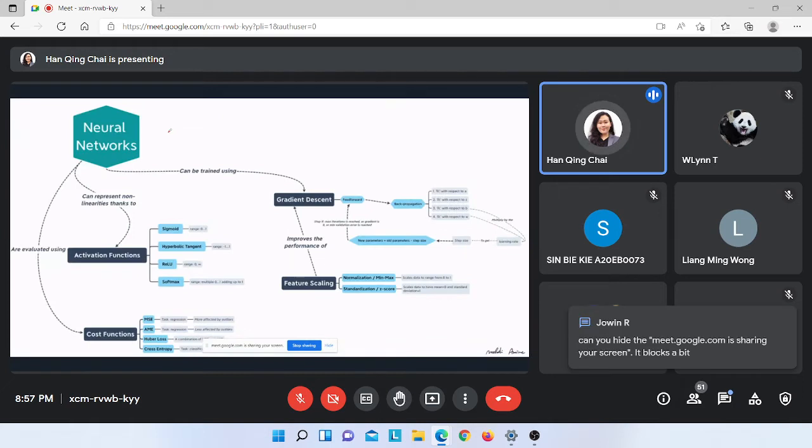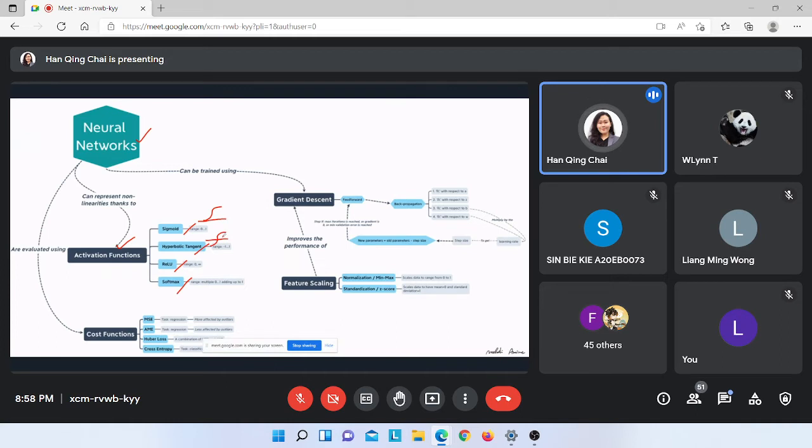Okay, so this is how the neural network works. Remember this mind map that we discussed just now? It looks very complicated, right? But you have actually successfully understood the activation function and why we use it to represent non-linearities, like the sigmoid, hyperbolic tangent, the ReLU, and softmax. Sigmoid looks something like this. This one is hyperbolic tangent, the ReLU, and the softmax to categorize different probabilities.